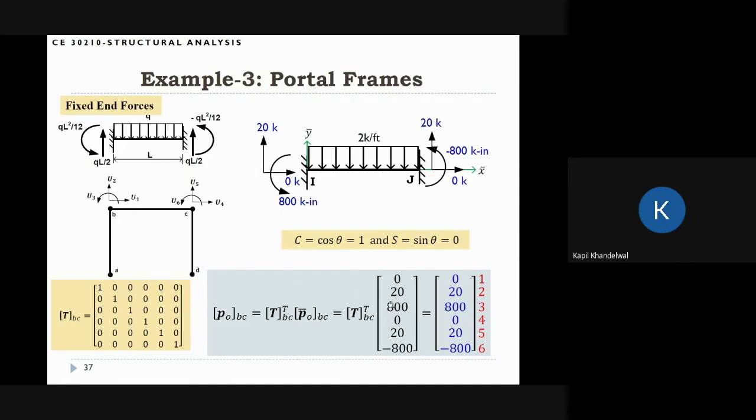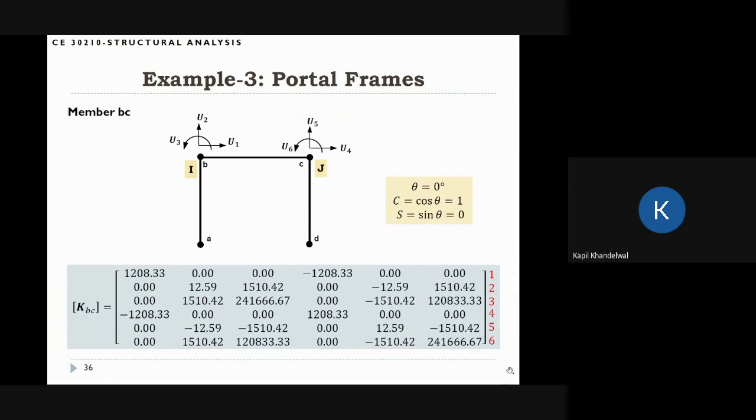So it's 0, 20, 80. And then at the J node, PXJ is 0, PYJ is 20, and then MJ is minus 800. The transformation matrix is identity, so this is the same. You end up with the same vector in both local and global. And the ordering is 1, 2, 3, 4, 5, 6, exactly the same as for the stiffness coefficients.